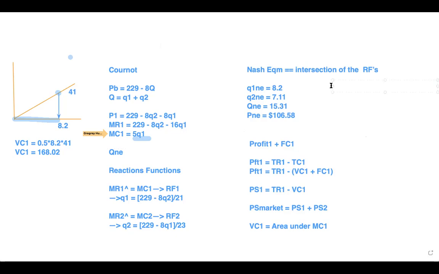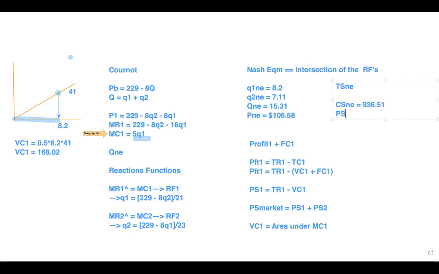So we have the total surplus under the Nash equilibrium, which is going to be the consumer surplus under the Nash equilibrium. And what did you get for that, Michael? Let's see. Where did I put it? Oh, I got 936.51.